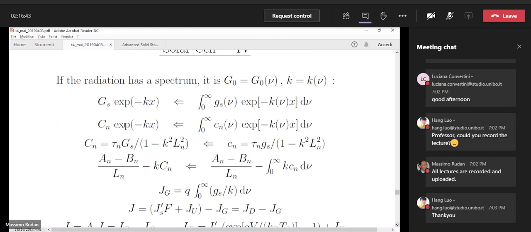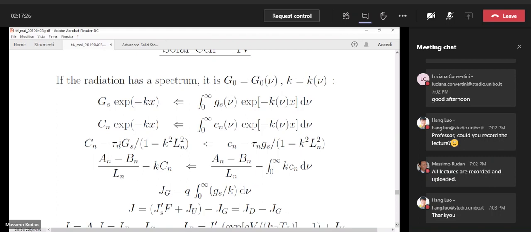The same thing we have to do for this coefficient here, okay? So we are simply doing a superposition. If we started with these expressions in the integral, instead of finding the expression for capital Cn, we would find an expression for some small cn, that is this one, equal to tau n small g times 1 minus k squared Ln squared. So nothing would really change, okay?